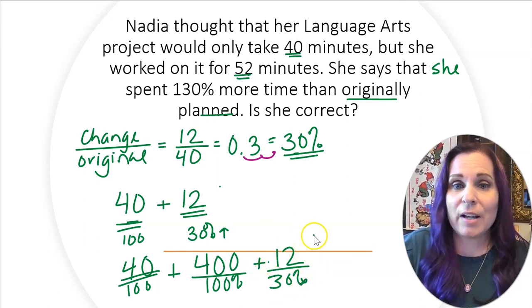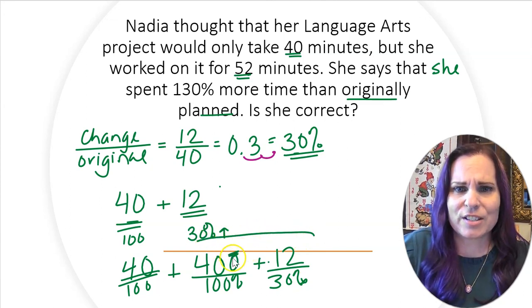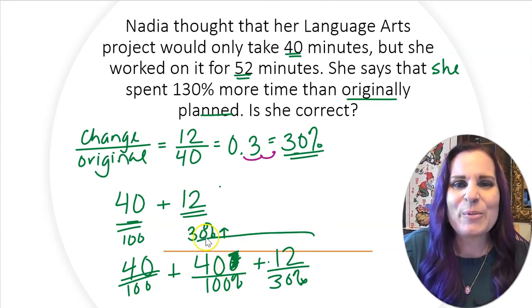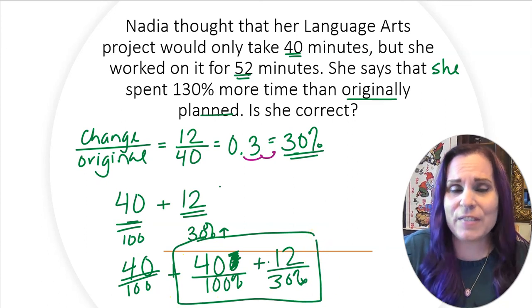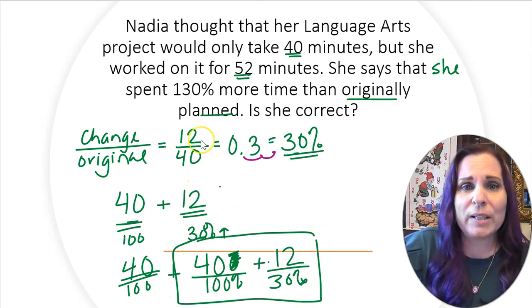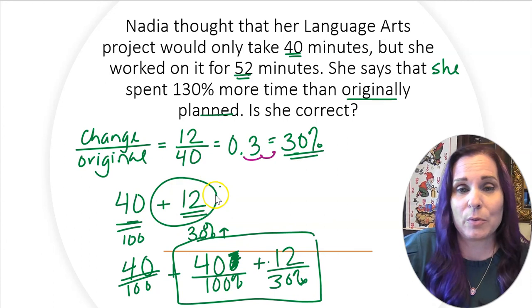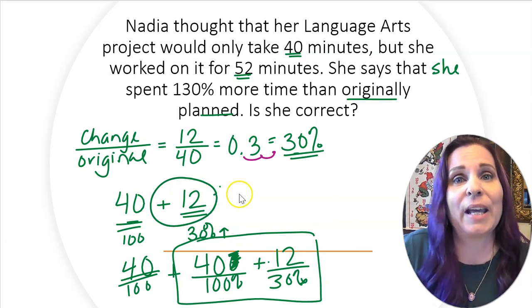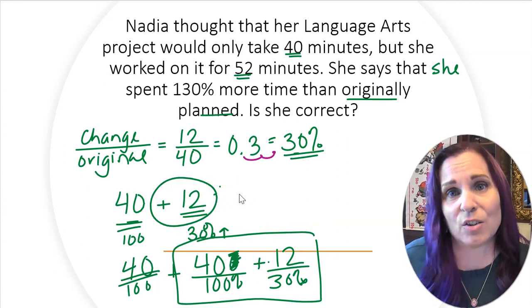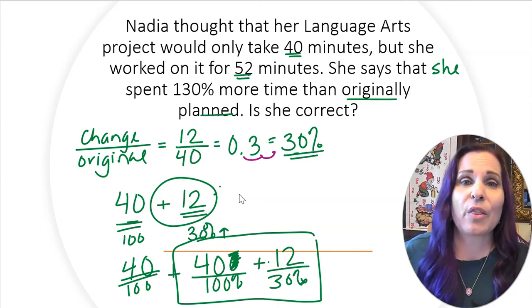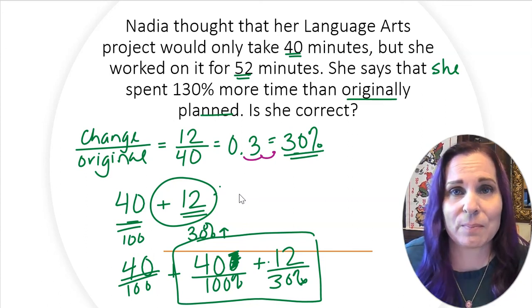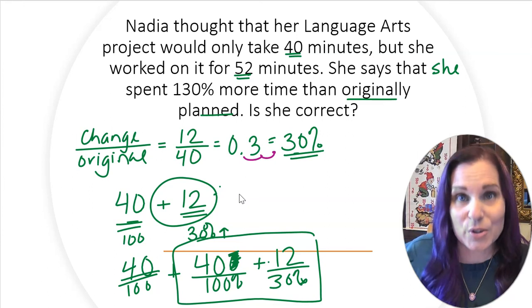Oh, sorry, there's an extra 0 there. We are not increasing it by 52. We are only increasing this by 12. So it is only a 30% increase. She only spent 30% more time, not 130%.